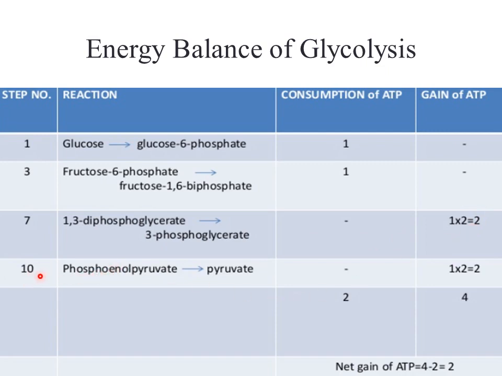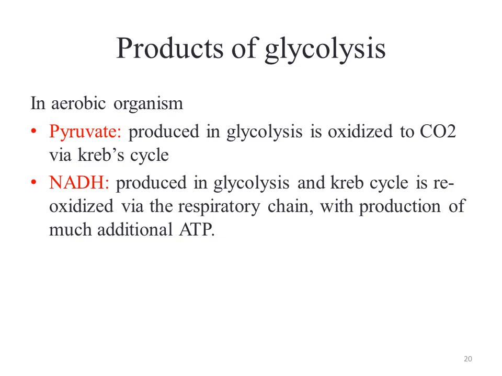And at the last step, phosphoenolpyruvate gets converted into the final product of glycolysis, that is pyruvate. At this stage, 2 ATPs are further produced. So overall, 2 ATPs are directly consumed and 4 are directly produced. So 4 minus 2 is equal to 2, that is the net ATP during glycolysis. Now, what is the product? What will be called the product of glycolysis? As I explained at the last, pyruvate is produced.